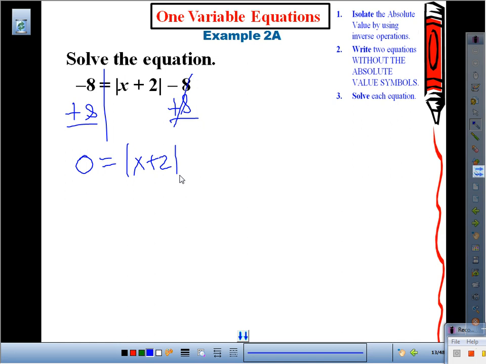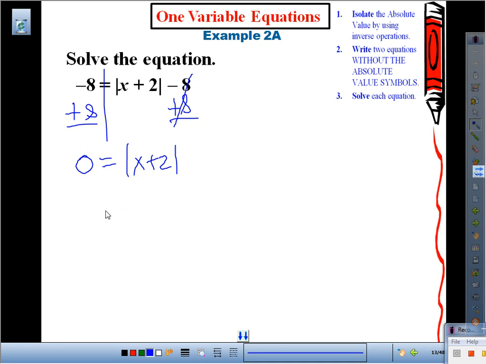You're like, wait a minute. In the beginning they were all positives. We got 2 answers. Check this one out. Positive numbers, 2 answers. Negative number, no answers. 0, one answer. That is correct.